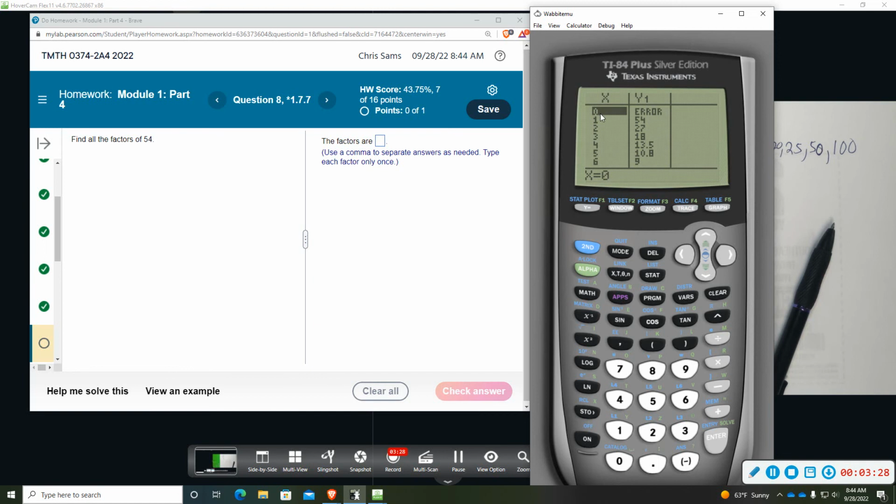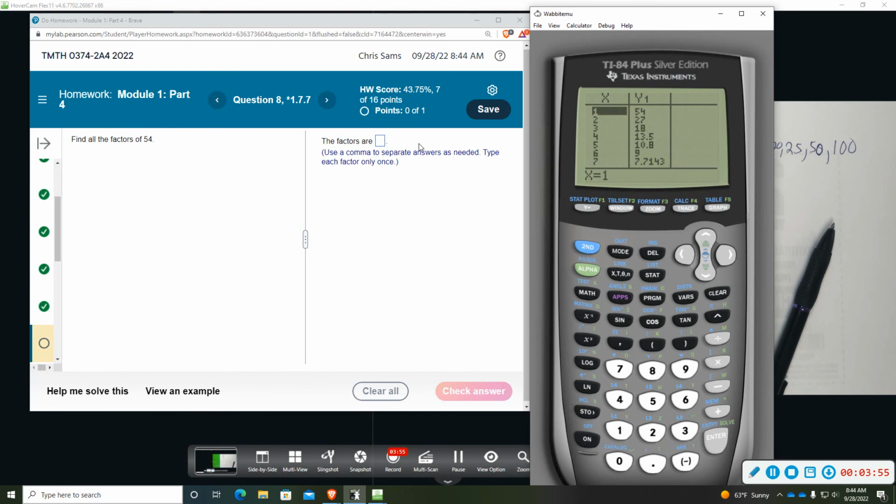You can't divide by 0. But then you go from there and you're going to write down all the whole number combinations. So 1 and 54, 2 and 27, 3 and 18. And then you keep going. You don't get the decimals, 6 and 9. And as the numbers are getting closer together, that's how you know you're getting to the end of your list. And I think 6 and 9 will be it. And then it just repeats 9 and 6, which are the same.